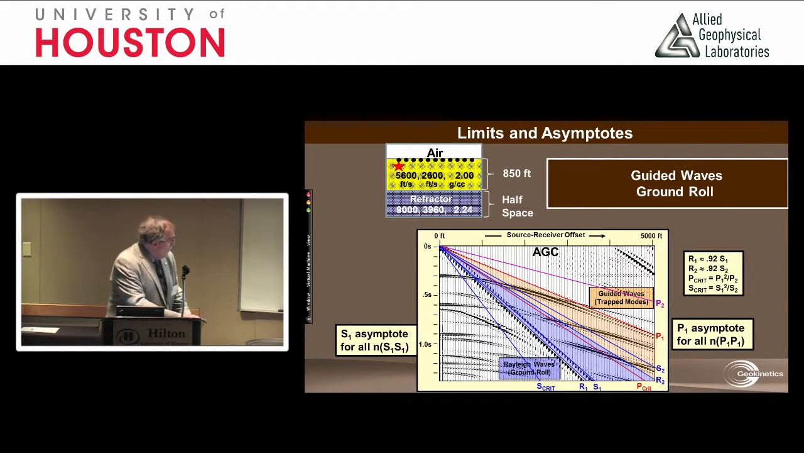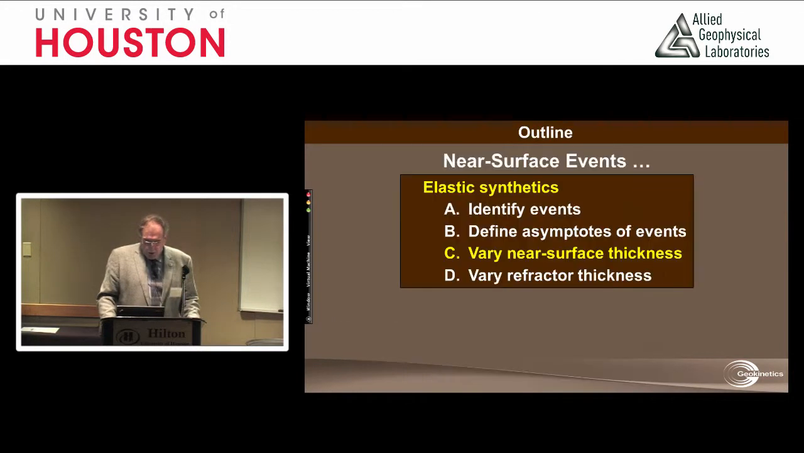So we have an S1 asymptote, and that S1 is an asymptote for all your shear. You have a P1 asymptote, that's for all your P1. You're going to have a critical angle asymptote, and what that's really going to mean is refractions have to stay on this side for the P, and your guided waves have to stay on this side. Or trapped modes.